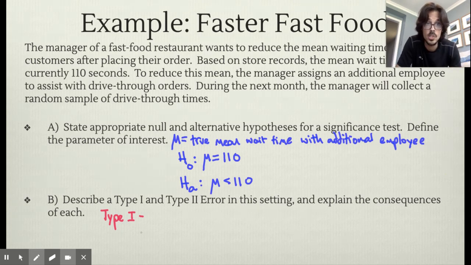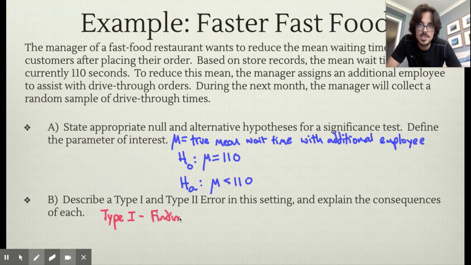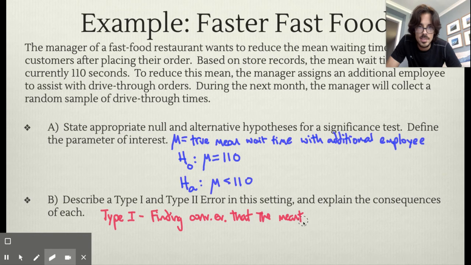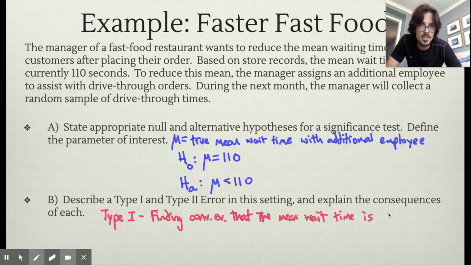So fail to reject is a type 2, which means rejecting is a type 1 error. But if you're making an error, you rejected, but you shouldn't have rejected. So what would that look like in this problem? That would mean that it's finding convincing evidence for HA. We're finding convincing evidence that the mean wait time is less than 110.